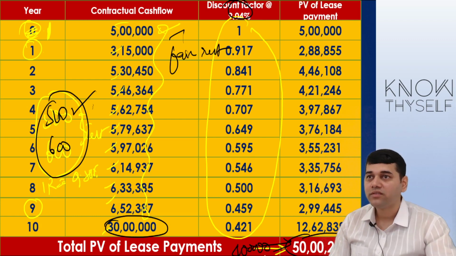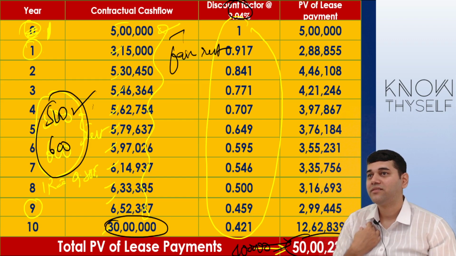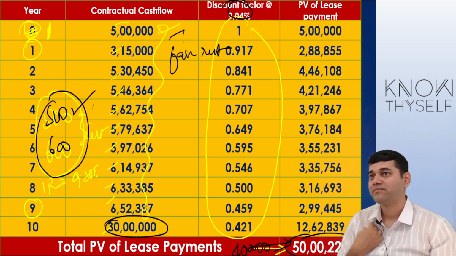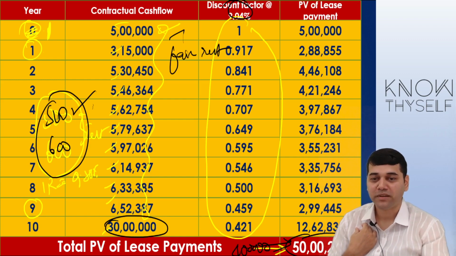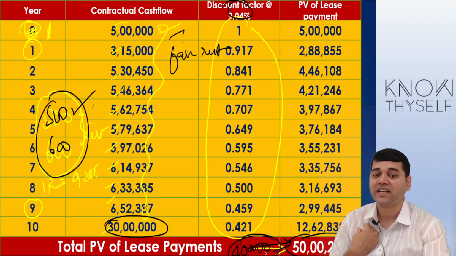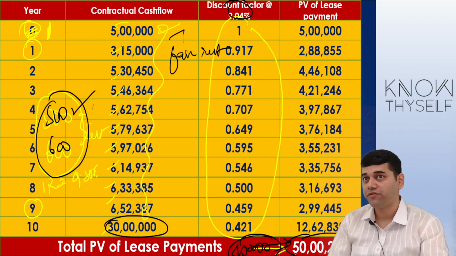Who is in a loss? Lessor is in a loss or lessee in a loss? Tell me. If this present value of lease payment comes to 40 lakhs instead of 50, present value of the lease payments comes to 40 lakhs instead of 50.